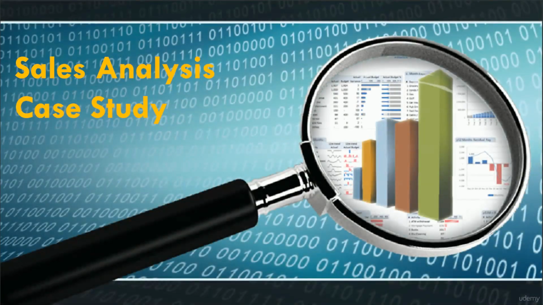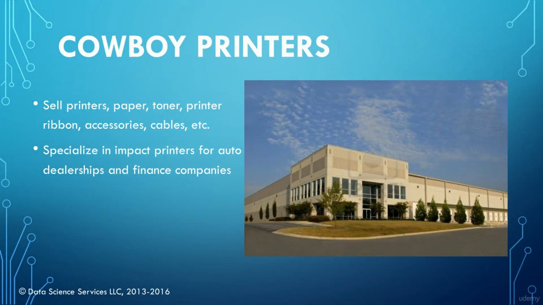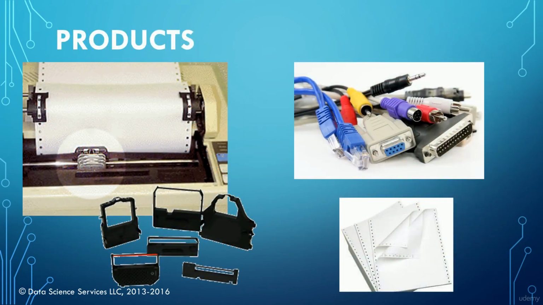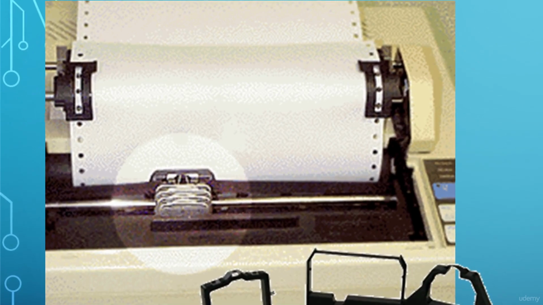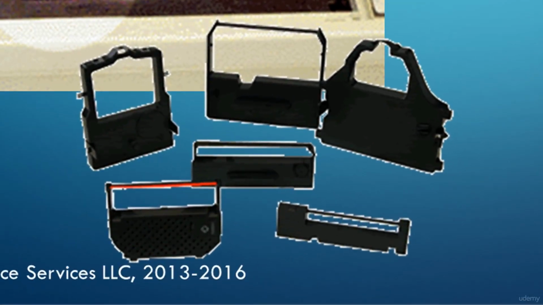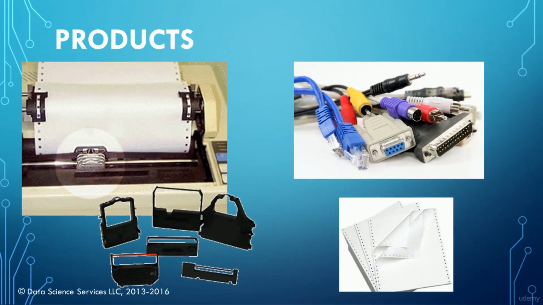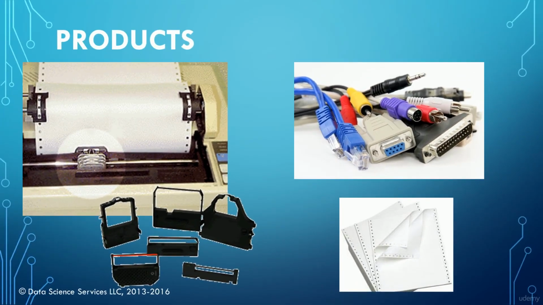So let's move on to the second case study on sales reporting. The case study is based on a small company, Cowboy Printers, which sells specialized printers to other businesses, like car companies. They sell three types of products: the printers themselves, the accessories that go with the printers, like cables and power cords, and consumables. The consumables are things like paper, ink, and toner. This grouping of products is called a product line.